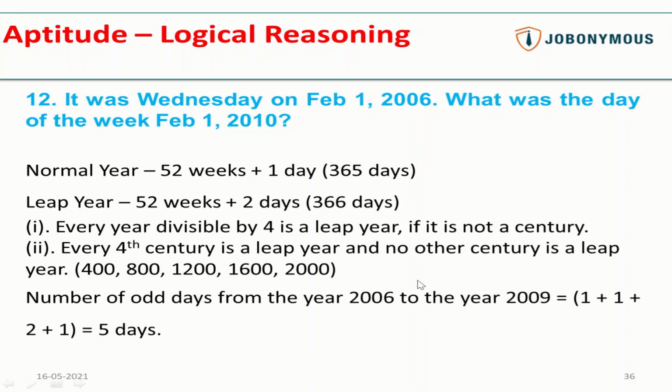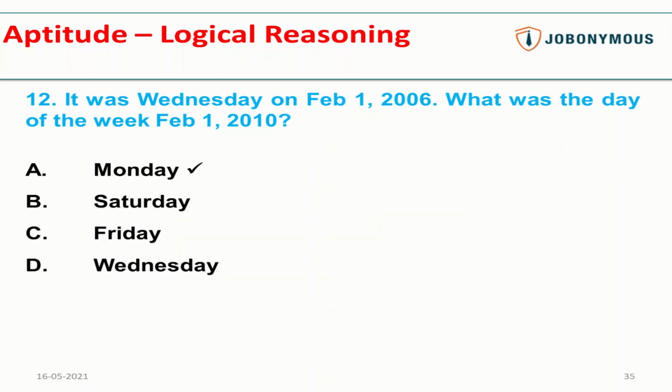So the number of odd days will be: from 2006 to 2007, 1; 2007 to 2008, 1; 2008 to 2009, 2, because it will be a leap year; and then again 1. So 5 days. So you can add 5 days to Wednesday: Thursday, Friday, Saturday, Sunday, and then Monday. So that is why Monday is the answer.